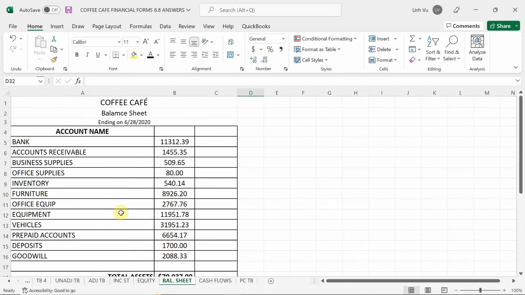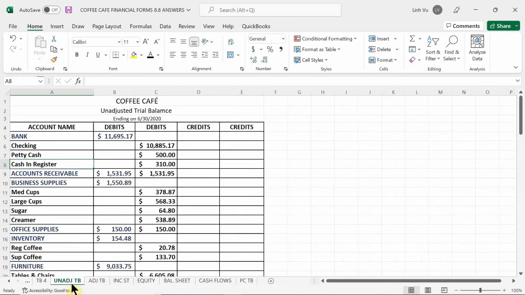Now let's go into my balance sheet and figure this out. Did I buy my vehicles for $31,951? You're doing payments on it. Well, yes, we're doing payments on it, but my question is, did I pay for my vehicle for $31,951? No. So this is where I need to go to the unadjusted trial balance to see what I actually have.